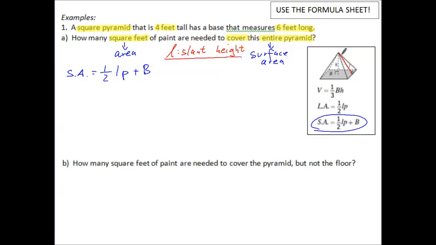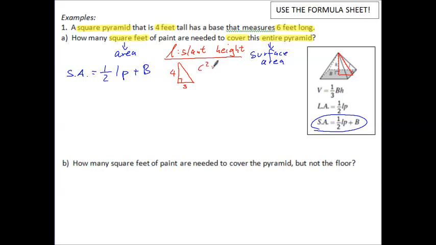Notice that the slant height together with the height h and this line form a right triangle. Let me just draw this right triangle right here. We know that the height of the pyramid is 4 feet, and we know that the base measures 6 feet. The length of the base is 6 feet. That means that half of that is 3 feet. And now we have two sides of a right triangle, and we can use these to find a third side, of course, with the Pythagorean Theorem.